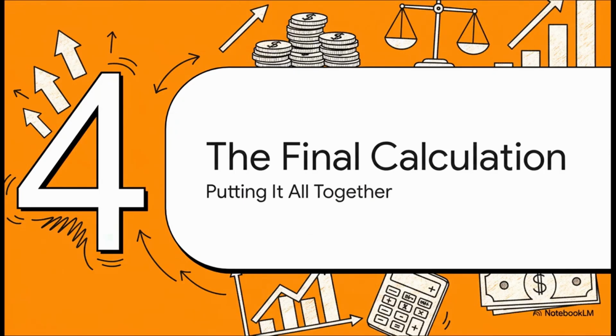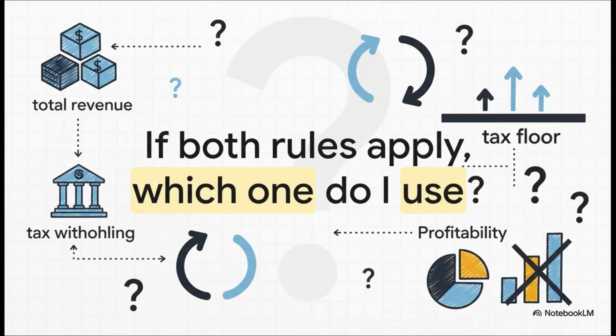Okay, we've walked down the withholding path and we've explored the revenue path. Now it's time for the main event. Let's put everything together and figure out how you get to your final tax bill. This is where the rubber meets the road. And this is probably the exact question you're asking right now.